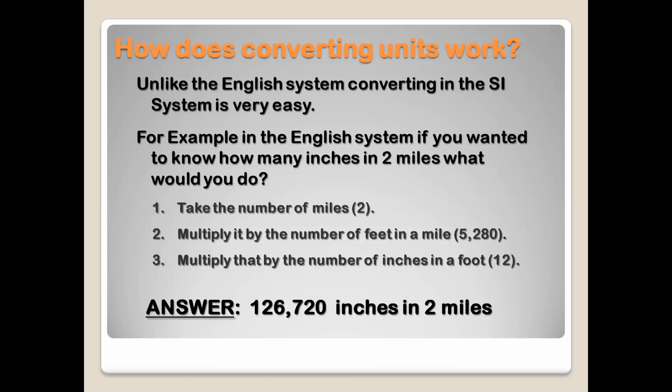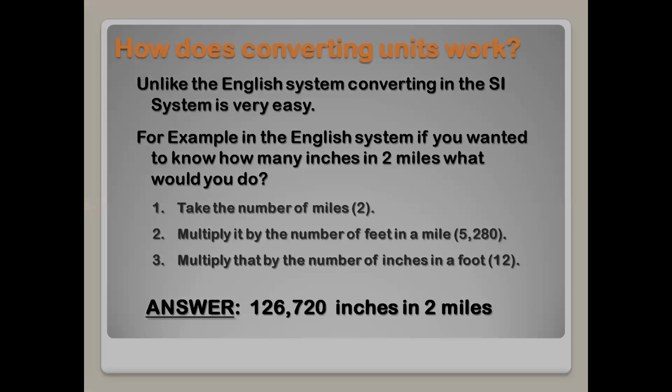After so many multiplications, you'll get the result as 1,26,720 inches in 2 miles. Too complicated, right? The number 2 and the result 1,26,720, the numbers themselves have changed a lot, and you have to undergo so much calculation.